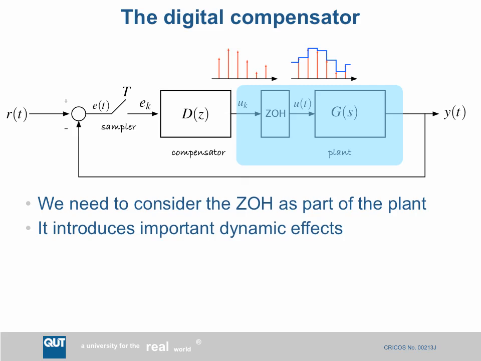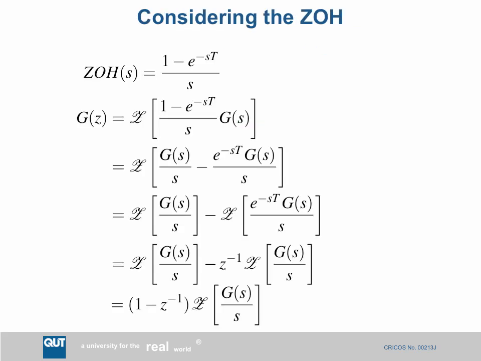So here is the system with our digital compensator, the zero-order hold and the plant. Now, the complication here is that the zero-order hold has actually got some quite interesting dynamics. And so our compensator now has to compensate not just for the plant, but also for the zero-order hold. So we need to combine the dynamics of the zero-order hold with the dynamics of the plant to get, if you like, a modified plant dynamics. And then we design the compensator for those modified dynamics. So what are the dynamics of the zero-order hold? Well, it's a rather unusual expression. It's 1 minus e to the minus sT all over s.